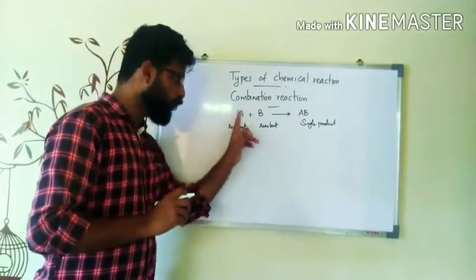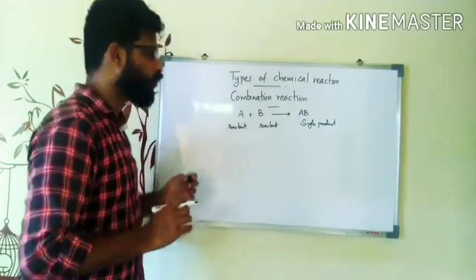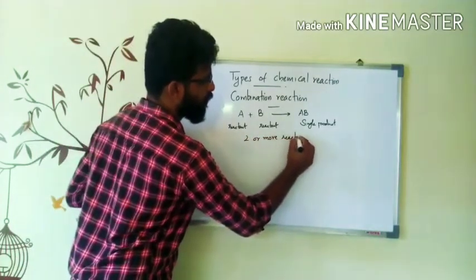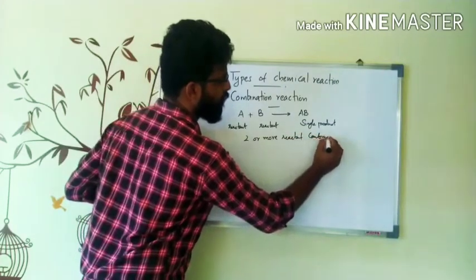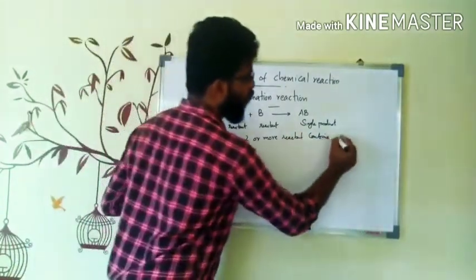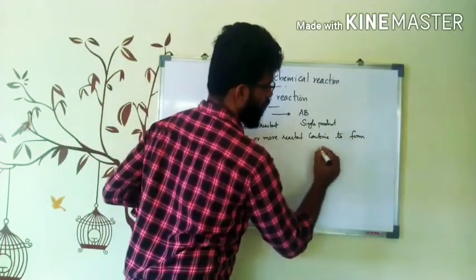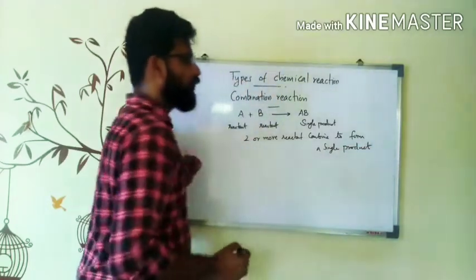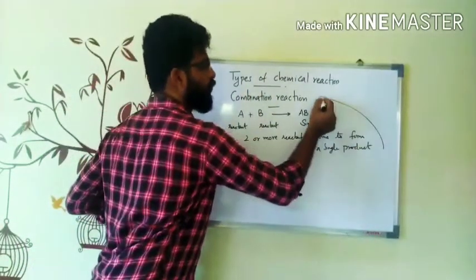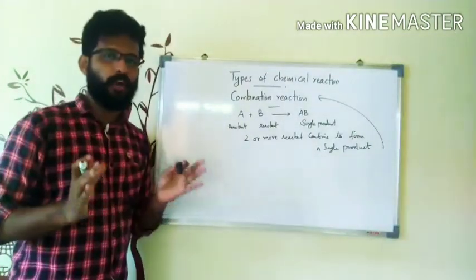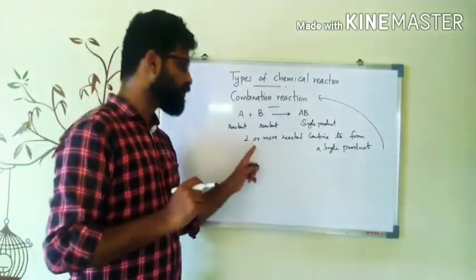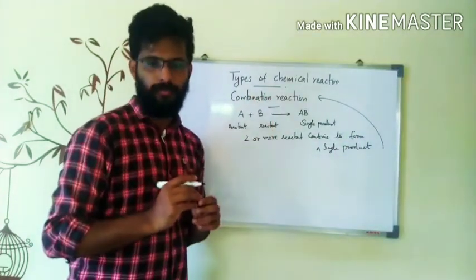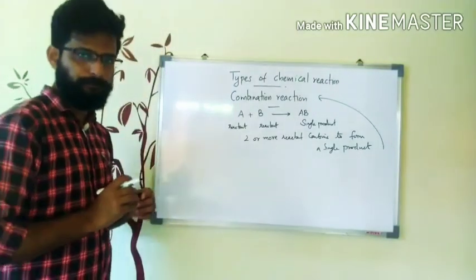What is combination reaction then? When 2 or more reactants combine to form a single product, it is said to be a combination reaction. So the definition for combination reaction: when 2 or more reactants combine to form a single product, it is said to be a combination reaction. Let me explain with an experiment here.